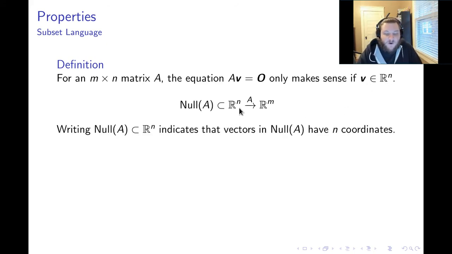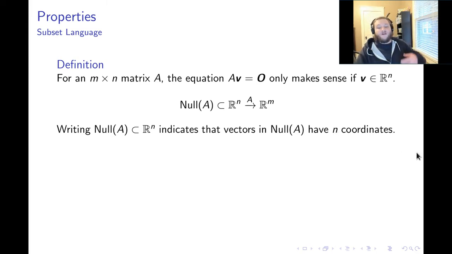So if we view our matrix as a machine that goes from R^n to R^m, we can think of the null space as some collection of vectors that lives inside of R^n. The mathematical notation we use for this is this sideways U notation. So we write null of A, sideways U, R^n, to indicate that the vectors in the null space all have n coordinates.